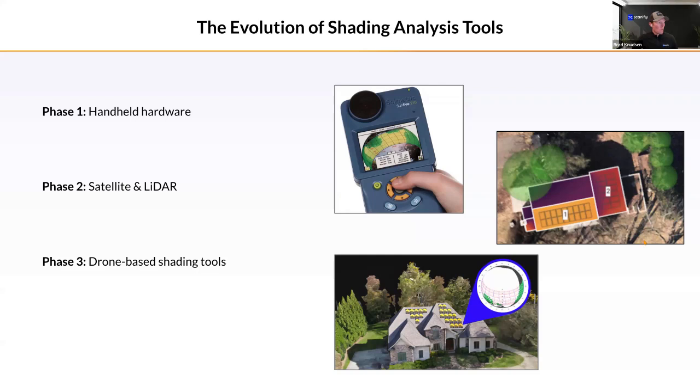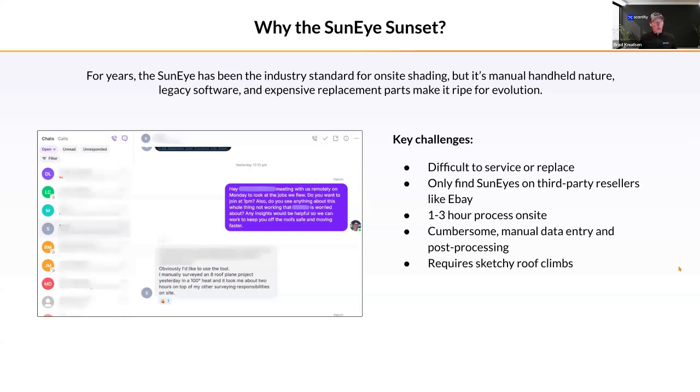We'll dive a little bit deeper into Scanifly in a bit, but I want to talk about why we're having this webinar today and why people are looking for SunEye alternatives. Like I mentioned, for years SunEye was the standard, or really is still the standard in many cases for on-site shading. But for a variety of reasons, it's ripe for evolution right now, and there are a lot of contractors coming to us struggling with things related to their SunEye workflow, and there are practical challenges at play here.